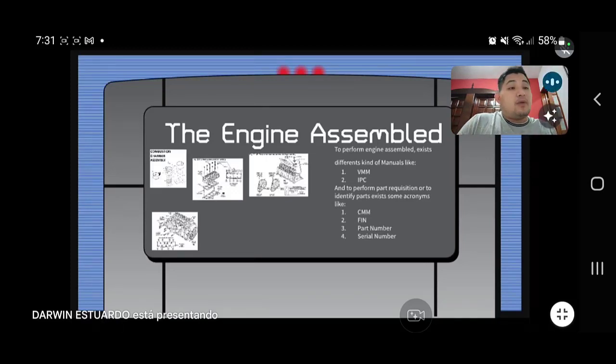But the problem is that we must understand the vehicle has a VIN number. What is a VIN number? Do you know what a VIN number is? The VIN number is the vehicle identification number. The VIN number of the vehicle has a proper manual to find the piece or part that you will use to assemble this kind of vehicle.